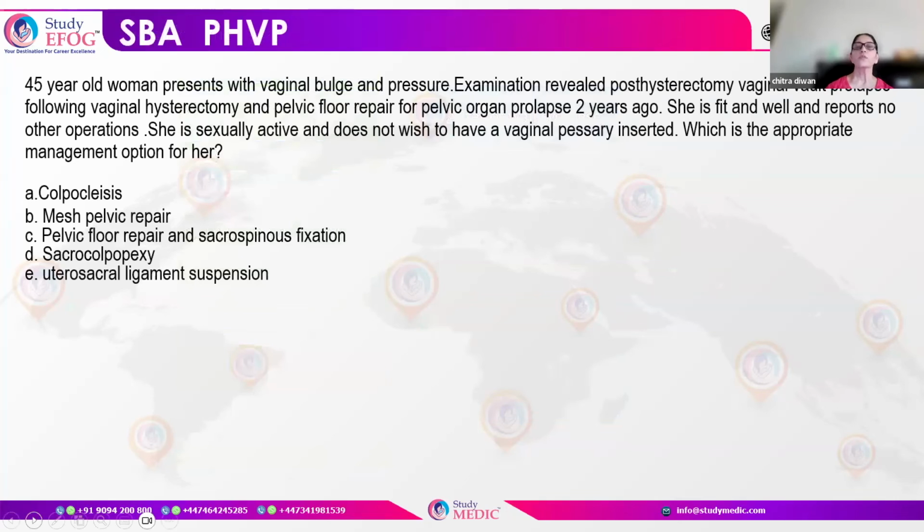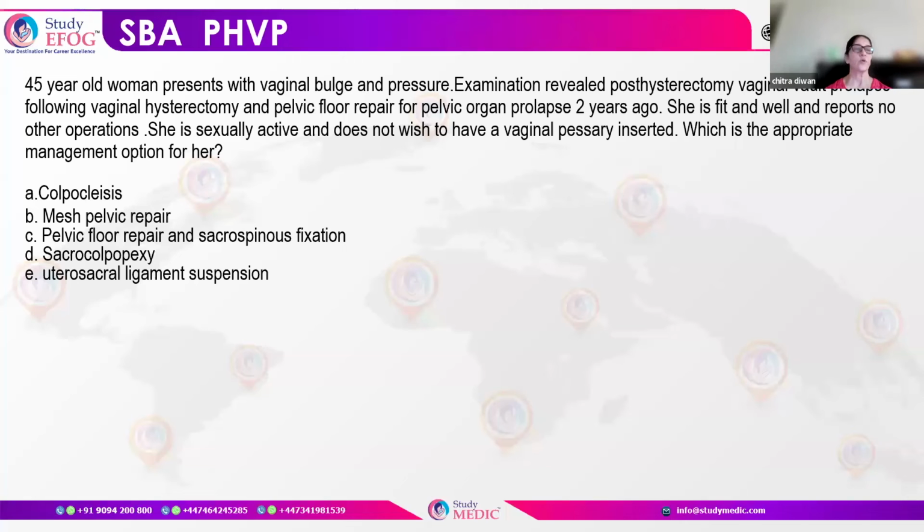A little bit about post-hysterectomy vault prolapse. So you have this 45-year-old woman who presents with a vaginal bulge and pressure. She has post-hysterectomy vault prolapse following vaginal hysterectomy and pelvic floor repair for pelvic organ prolapse 2 years ago. She is generally fit and well. No other operations she has undergone. She is sexually active and she does not wish to have a vaginal pessary inserted. So which is the most appropriate management option for her?